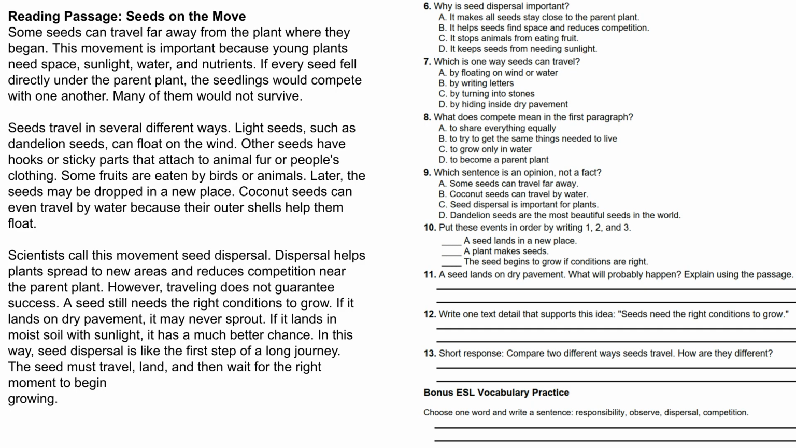For example, if a seed lands on dry pavement, what will probably happen? Look back at the 3rd paragraph. The passage tells us that it may never sprout because it does not have the right conditions. For the final short response, compare 2 different ways seeds travel. You could compare wind and water or animals and wind. Pause here and answer questions 6 through 13. Then complete the bonus vocabulary sentence at the bottom.